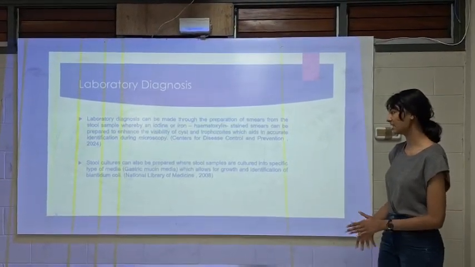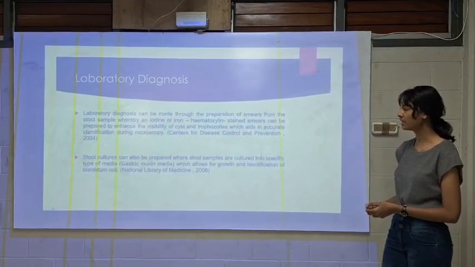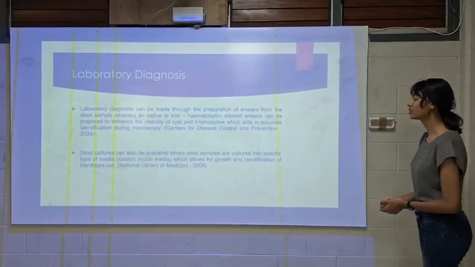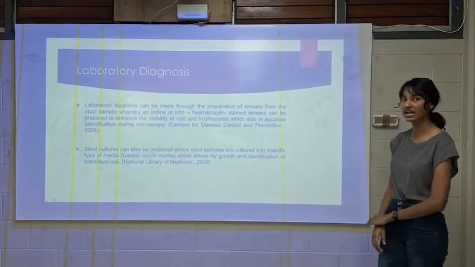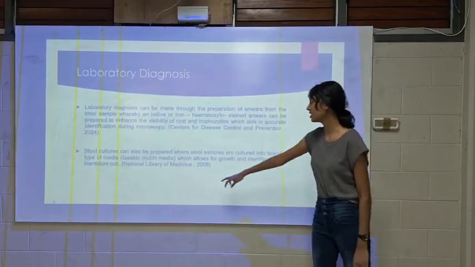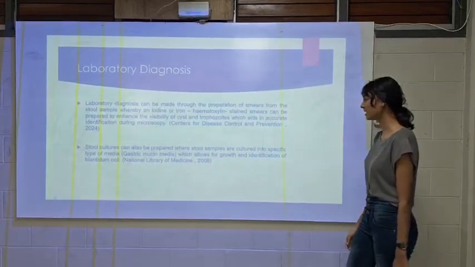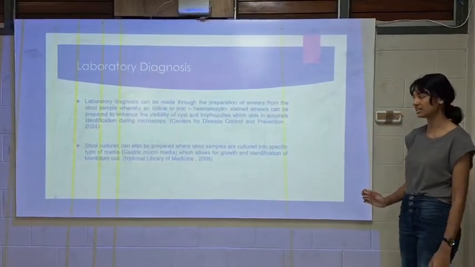The second way to identify them is through stool cultures. Stool samples are cultured in a specific type of media, gastric mucin media, which allows for growth and identification of specifically Balantidium coli.